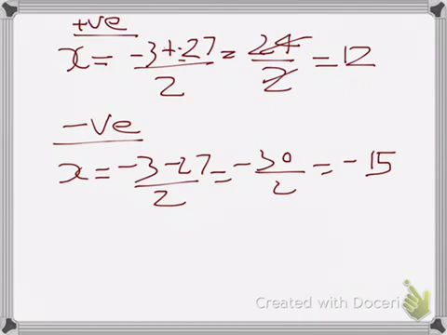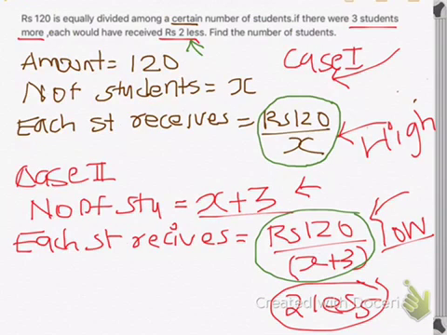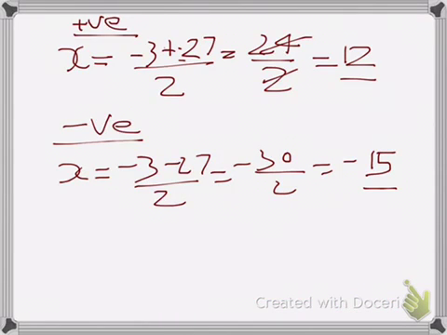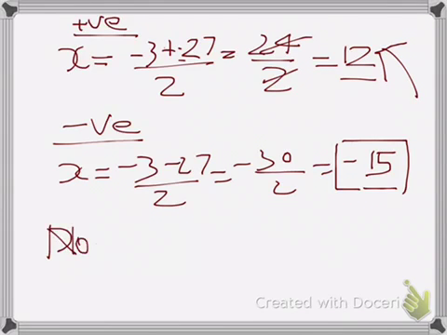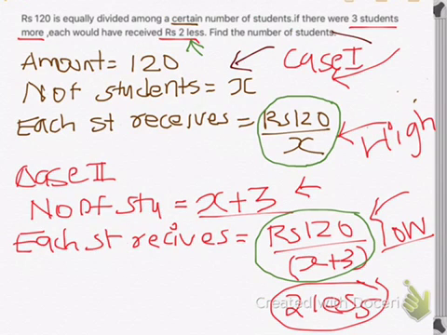So minus 15. We have two values of x, but as we've supposed x to be the number of students, it can never be negative, so it cannot be negative 15 students. So we have to consider the positive value over here. So our number of students is 12. This 12 is our answer.